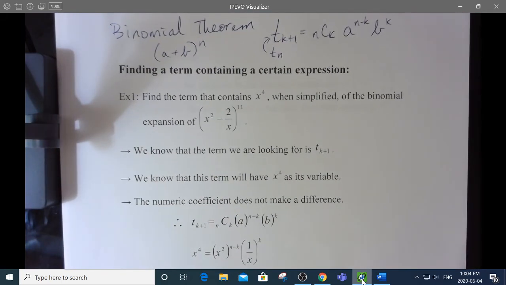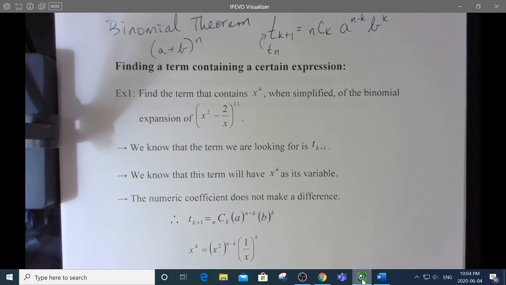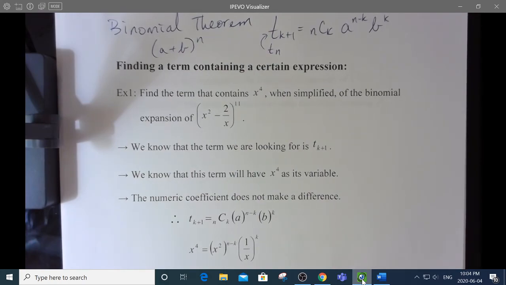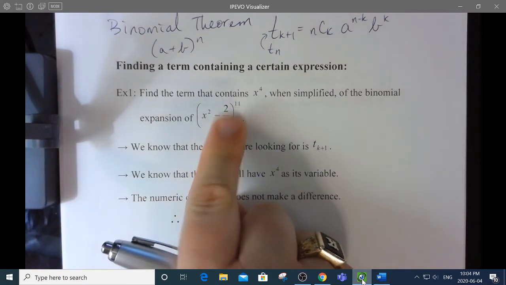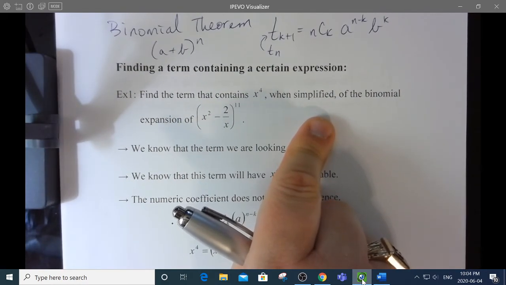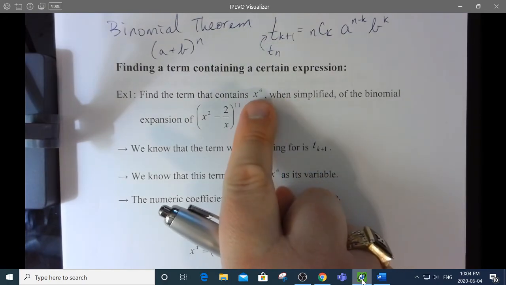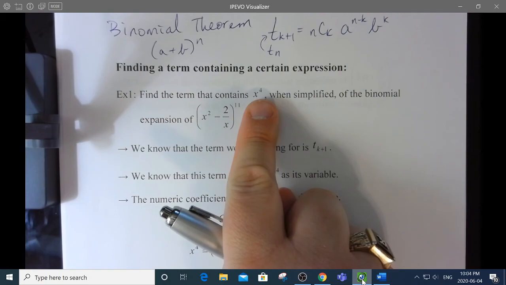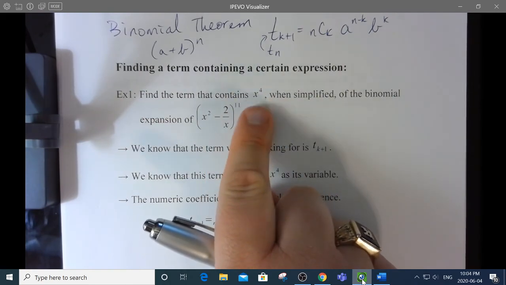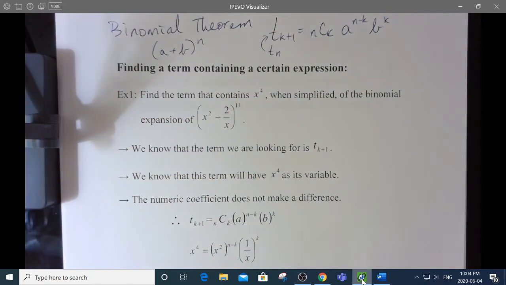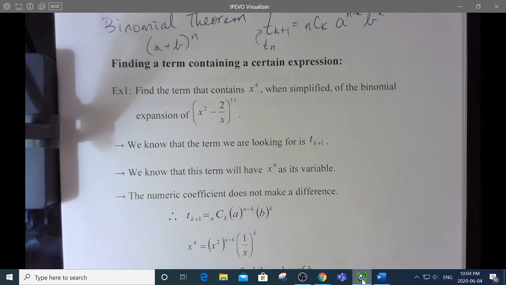Okay, so find the term that contains x to the power of 4. So notice this is backwards. The last example, we would have taken a question like this and said, expand it and tell us what the fourth term is. Well, this time we're working backwards. We don't know what it is. Is it the fourth term, fifth term, sixth term, ninth term? But somewhere there's a term that has an x to the 4 in it, and I want to know which term that is.